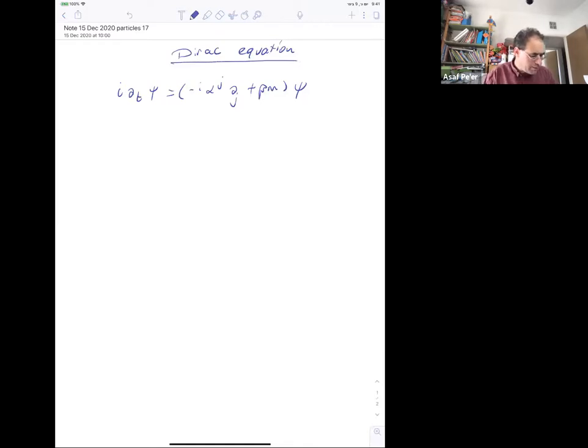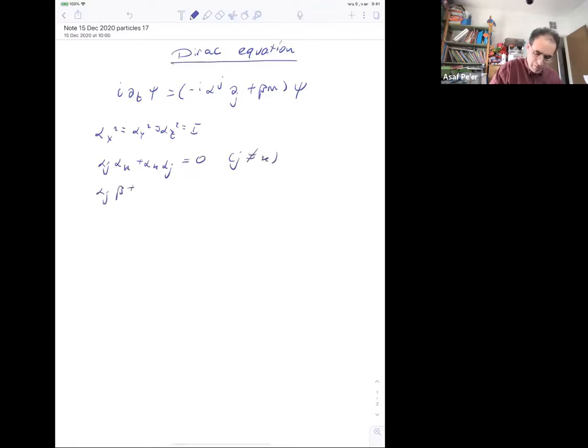Then the alpha and beta matrices are not simply numbers, they are matrices, and they obey certain rules. Alpha x squared equals alpha y squared equals alpha z squared equals I. Alpha j alpha k plus alpha k alpha j is equal to 0 if j is not k, and alpha j beta plus beta alpha j is equal to 0. I is a unit matrix.